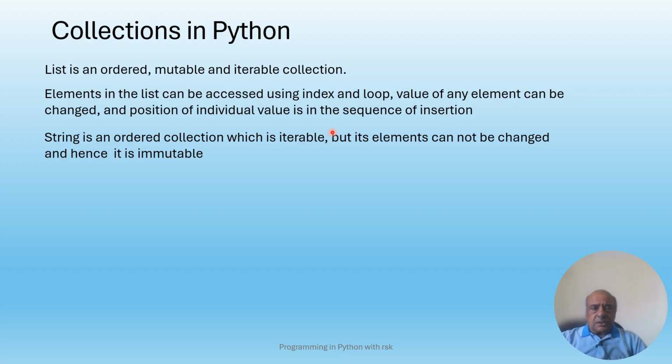String is another collection, an ordered collection which is iterable, but its elements cannot be changed. Once we define a string in a program, when we run that program, we cannot change the collection or its contents during runtime. That is why it is called an immutable collection. String is an ordered collection which is iterable and at the same time immutable.